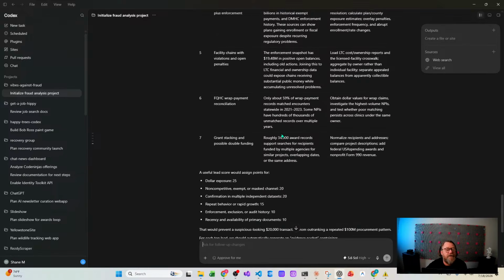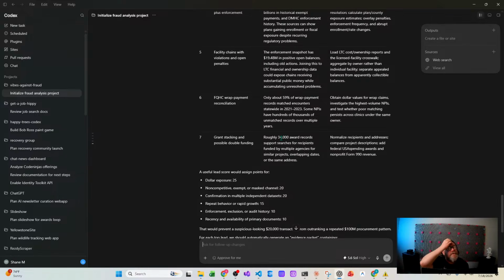And then the managed care stuff, facility chains with violations and open penalties. The enforcement snapshot has 19.48 million in positive open balances. I mean, 19 million is like nothing. It's not nothing to me, but it's nothing to them.